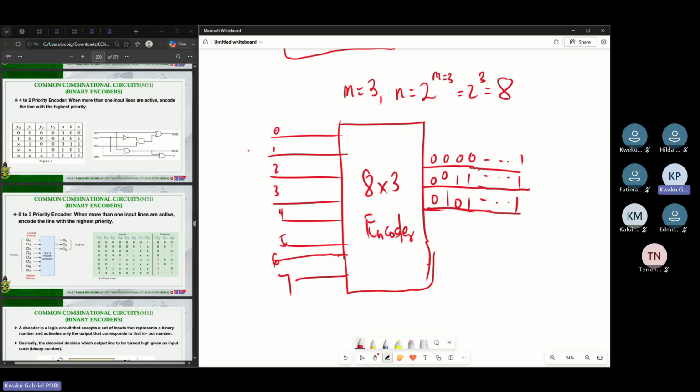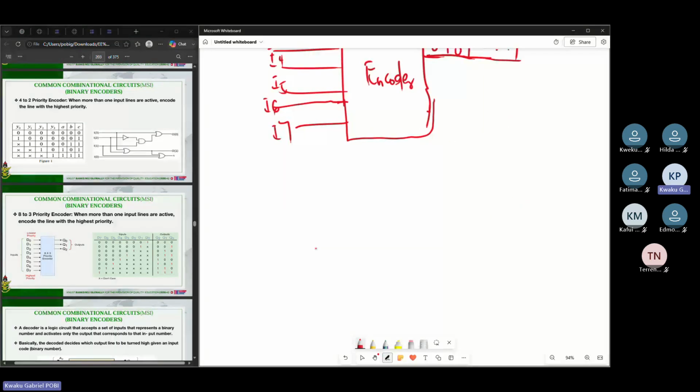Now, if you are asked to draw a truth table for something like this, let's say here is I0, I1, I2, I3, I4, I5, I6, and then I7. In that case, what you need to do is this.